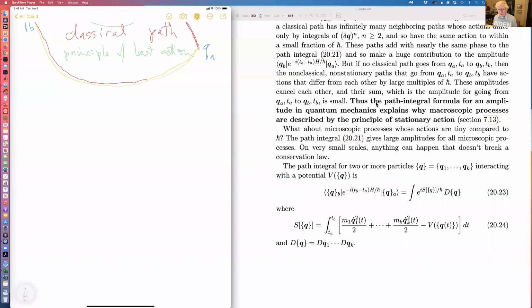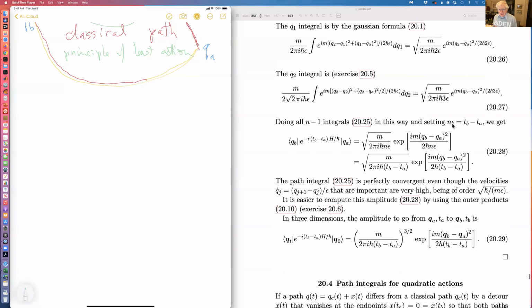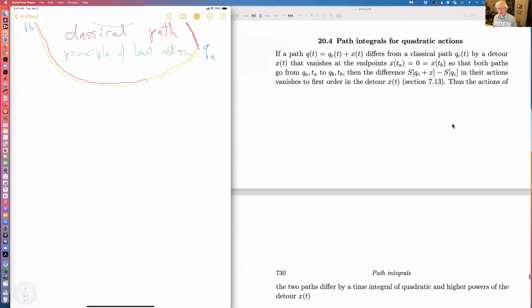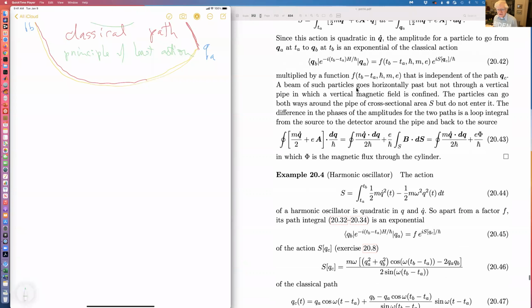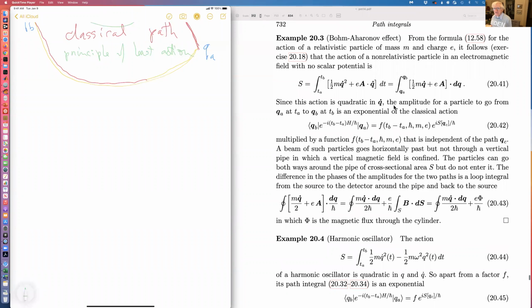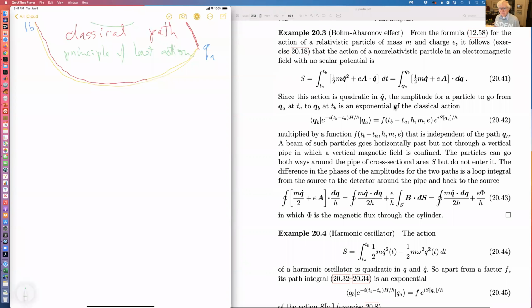So that's this statement here. Now, if the action is quadratic, it turns out that, well, let's see, this is sort of technical. I don't know if there's a real point in going through these things in detail. Well, all right, one application of the path integral is an understanding of what's called the Bohm-Aharonov effect.